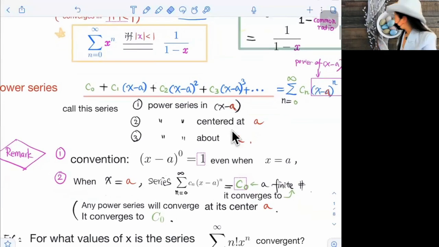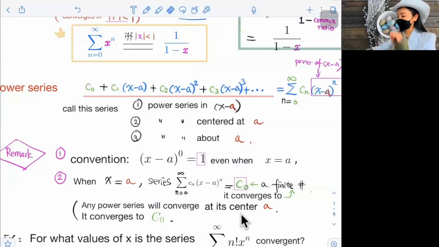All of these terms here are going to become 0, except that when x equals a, this is 0, 0, 0, etc. And only this one remains, so that's equal to c0, which is a finite number, right? So the power series is going to converge at its center a, because when you substitute x by a, it will always equal a finite number, which is c0. So it converges to c0.